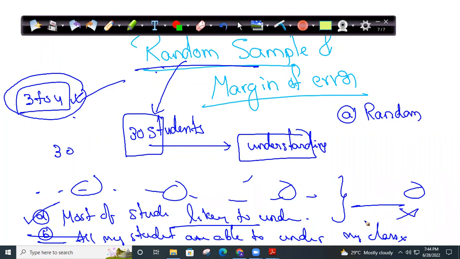If I take 3 to 4 best students in the class and say they are able to understand, so everyone understands, it is meaningless. Everyone will start complaining, okay, waste of coming to this class, I cannot understand anything. So for the outcome of the experiment to be correct, the sample you are taking should always be a random sample. If you take a random sample and test on that, the outcome will most likely be correct.